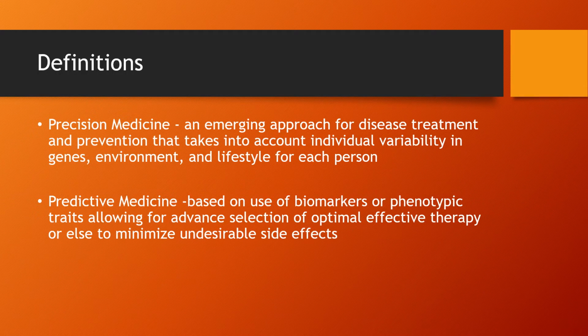So for some definitions, precision medicine is described as an emerging approach for disease treatment and prevention that takes into account individual variability in genes, environment, and lifestyle for each person. Predictive medicine is based on the use of biomarkers or phenotypic traits allowing for advanced selection of optimal effective therapy or else to minimize undesirable effects of different treatments.